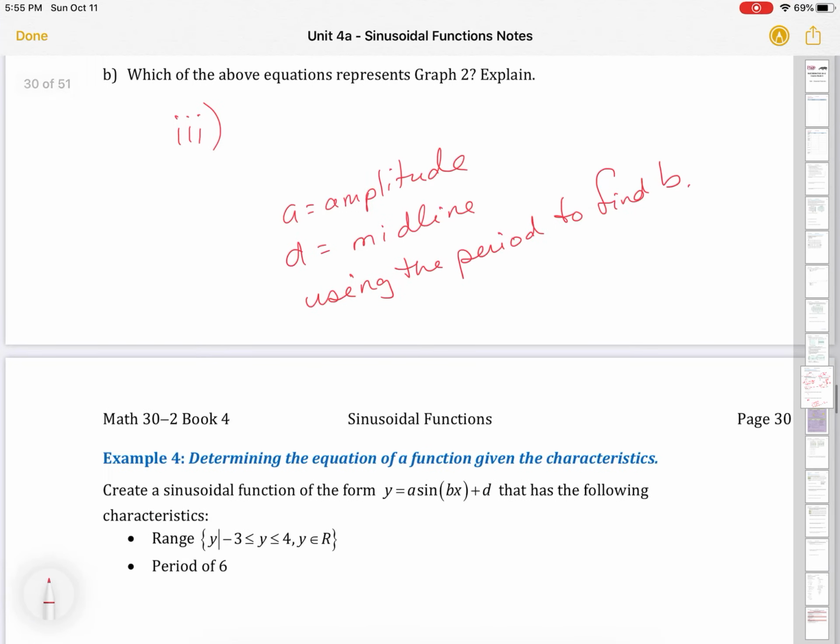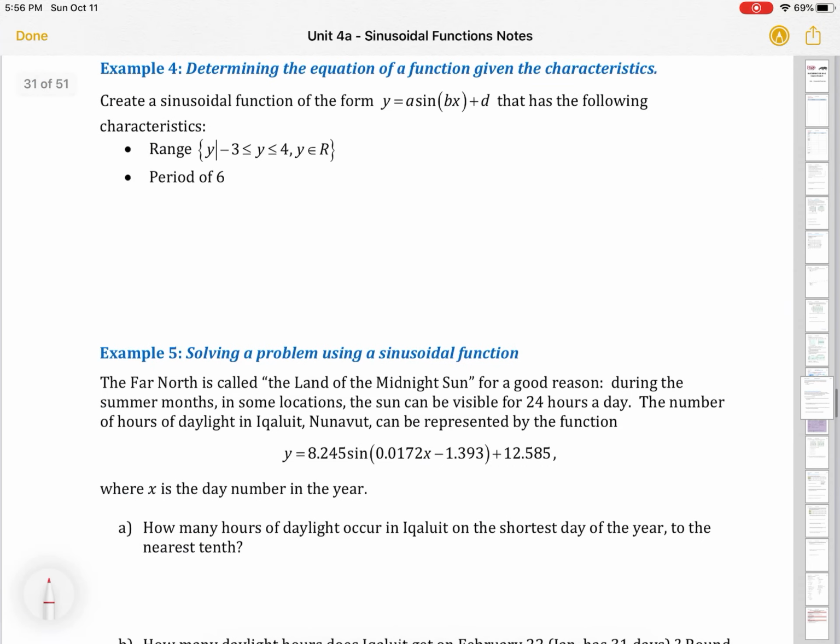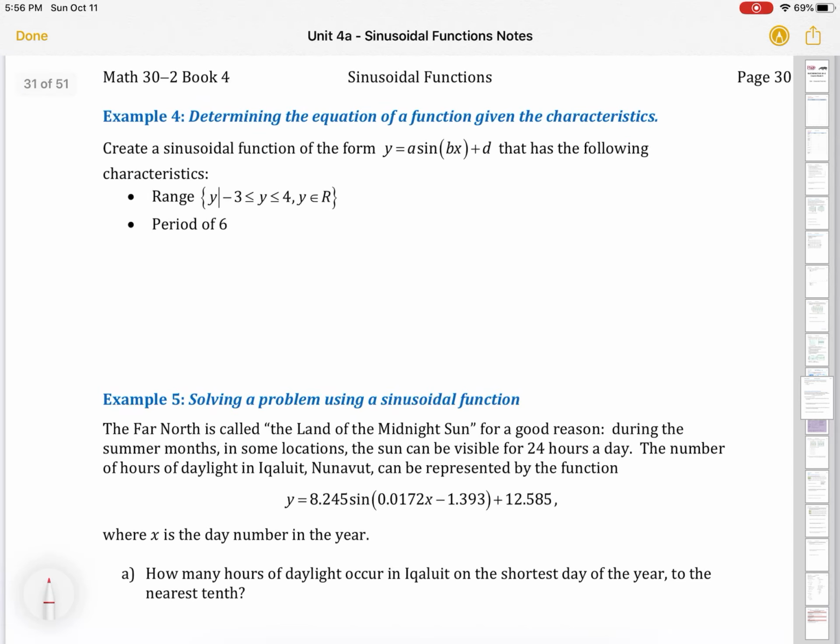Okay, let's scoot along. Oh, page 30. I was going to do page 28 again. That would be wrong. So let's look at page 30. Determining the equation of a function given the characteristics. Create a sinusoidal function of the form y is equal to a sine bx plus d that has the following characteristics. The range is -3 to 4, and it has a period of 6. So let's take a look at what we know. Remember, this means this is our min, and this is our max.